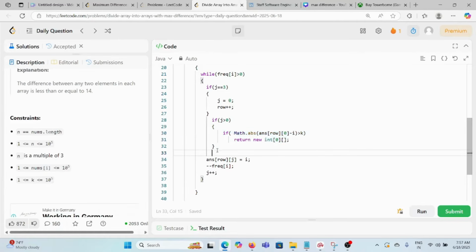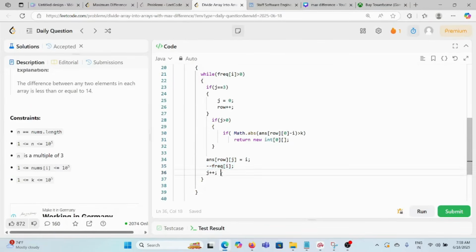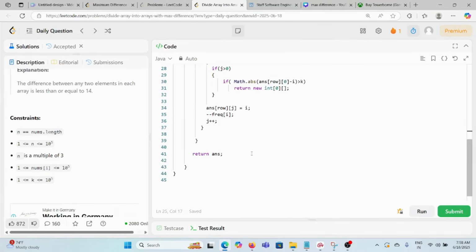Otherwise it is legit. Okay, if we are not finding this condition, that means we are having a legit value. So we are doing answer row j equal to whatever index we are getting. Okay, and we are decreasing the frequency every time. Same way we were decreasing, like 3 comes 2 times, so we decrease first for 1 and then for 0, right? So same way we are doing, and we are increasing j plus plus. As soon as we found j equal to 3, we found a group, so we increase the row and reset the j. So same way we'll keep on doing it, and finally we would be returning this answer.